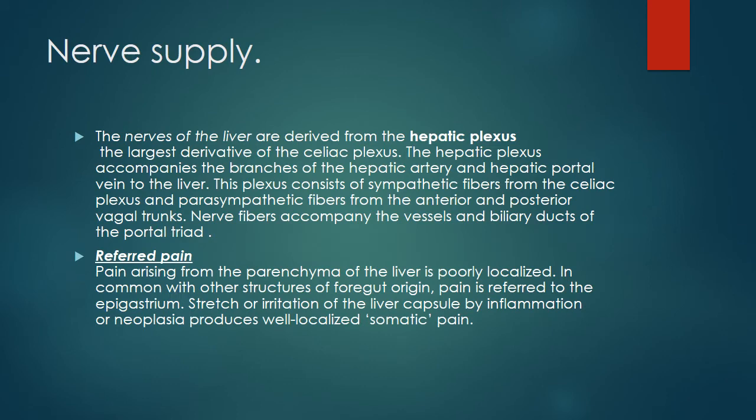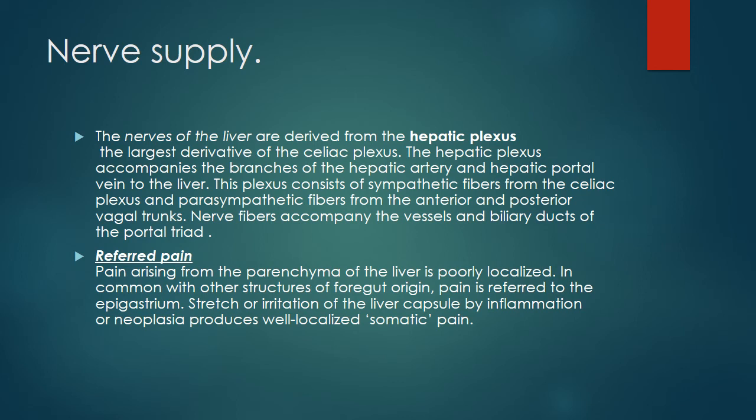Now, briefly about the nerve supply of the liver. The nerves of the liver are derived from the hepatic plexus, which is the largest derivative of the celiac plexus. The hepatic plexus accompanies the branches of the hepatic artery and hepatic portal vein to the liver. This plexus consists of sympathetic fibers from the celiac plexus and parasympathetic fibers from the anterior and posterior vagal trunks. Nerve fibers accompany the vessels and biliary ducts of the portal triad.